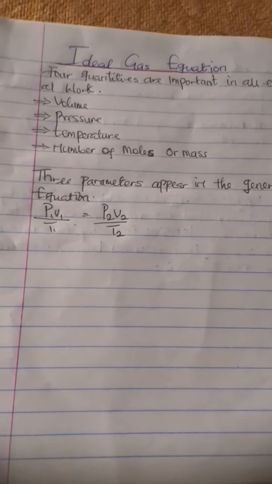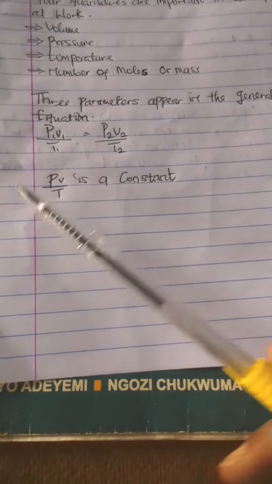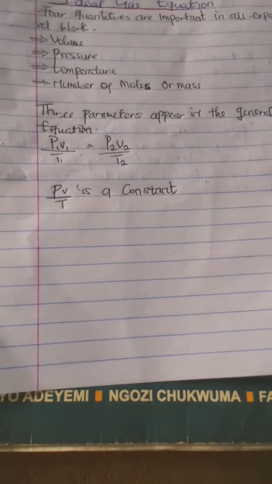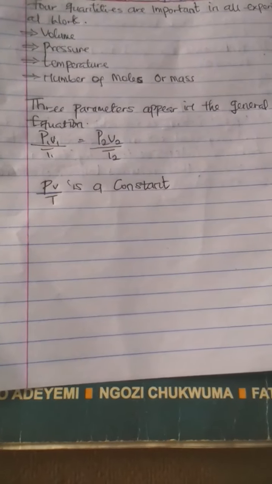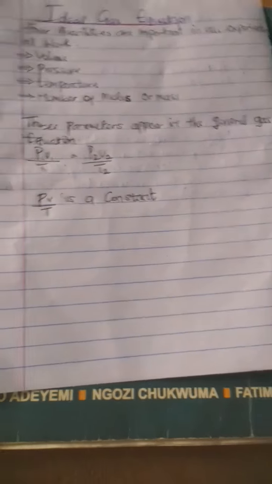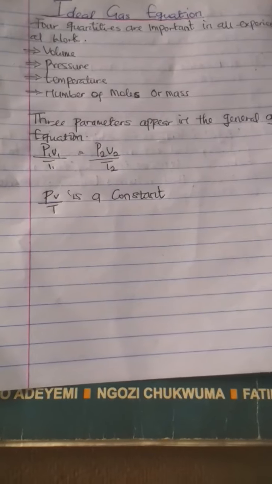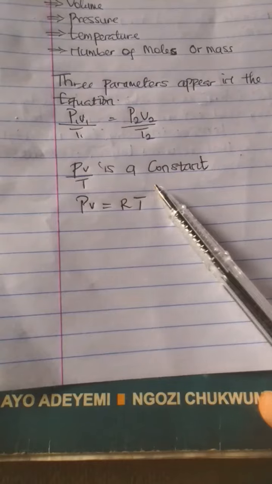Okay, so this equation states that for an ideal gas, PV over T is a constant. It has also been proven experimentally that equal volumes of all gases at the same temperature and pressure contain the same number of molecules. That's our Avogadro's constant or law. Okay, so therefore PV is now equal to RT.